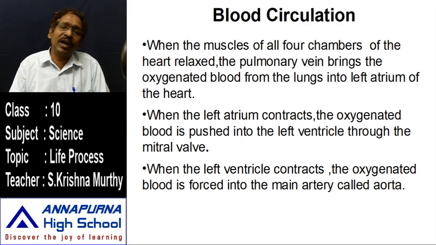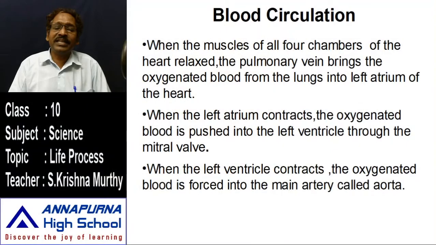What is the use of this valve? This valve is known as the mitral valve. This mitral valve prevents back flow of the blood from the ventricle into the atrium once again. And once the left ventricle contracts, the left atrium pumps the blood into the left ventricle. When the atrium contracts, immediately the left ventricle makes the contraction. Along with this contraction, the entire blood flows into the main artery, the aorta. The aorta carries this oxygenated blood to all over the body parts.